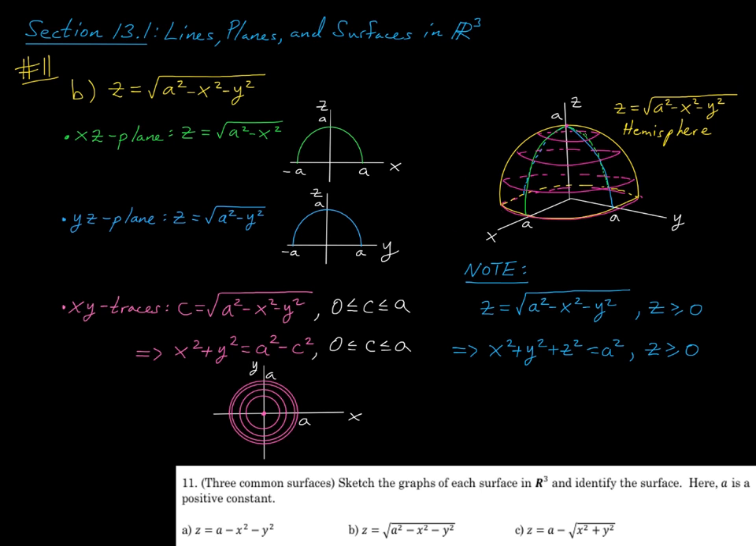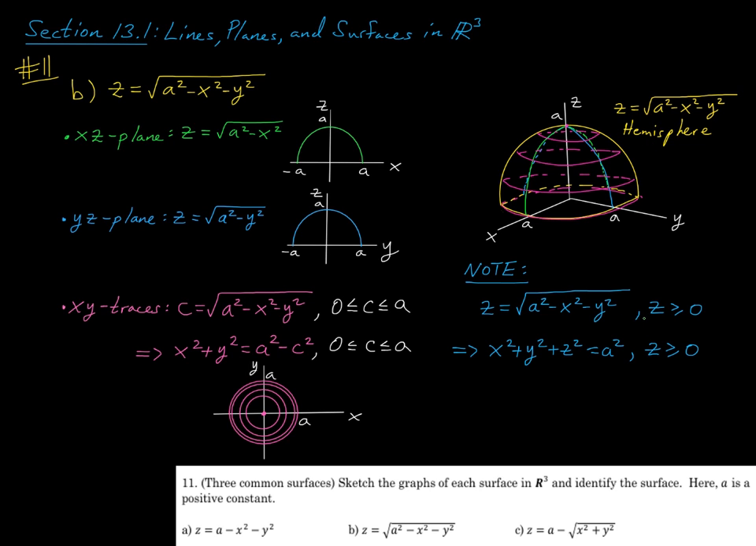So if I look at the intersection of this hemisphere with the xz plane, that's this green semicircle. If I look at the intersection with the yz plane, that's this blue semicircle. And then if I cut this hemisphere with planes parallel to the xy plane, I get this concentric family of circles.